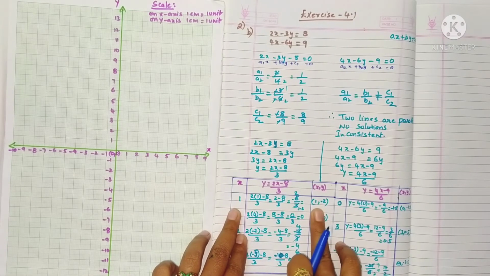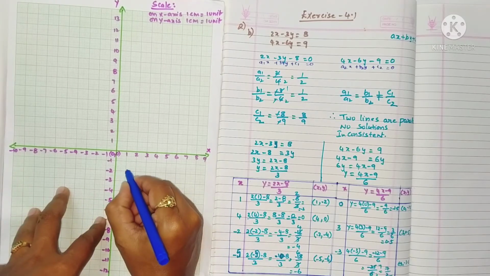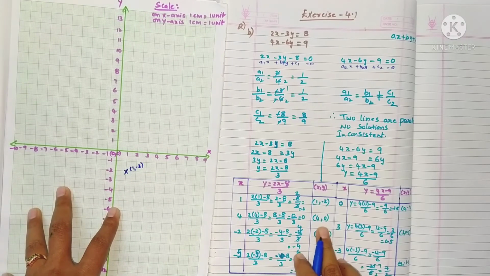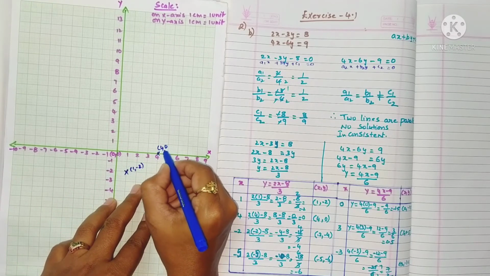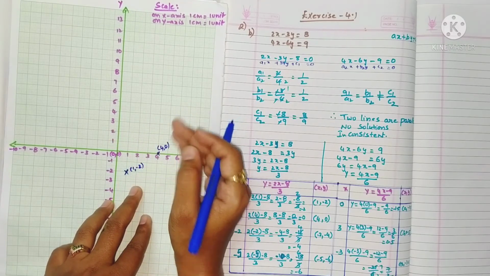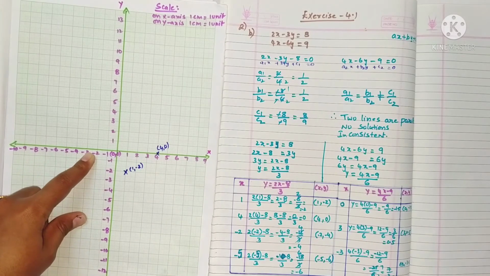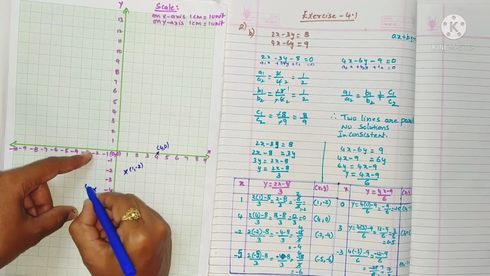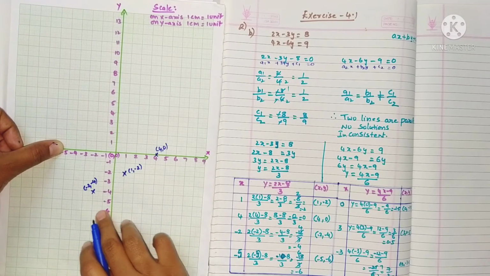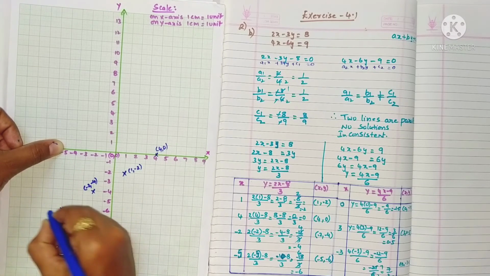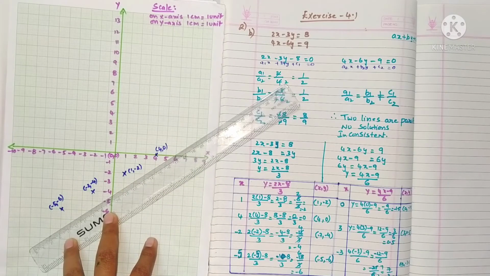First, 1, comma minus 2. So x 1, y value minus 2 here, 1 comma minus 2. Now 4 comma 0, x value 4 and y 0 means on the x axis only. So on the x axis y value is 0 and on the y axis x value is 0. Next, x minus 2, y minus 4. So, here. So, minus 2, minus 4. Next, x minus 5, y value minus 6. So, opposite minus 6, opposite minus 5. So, minus 5, minus 6. Now, join all these 4 points by scale.